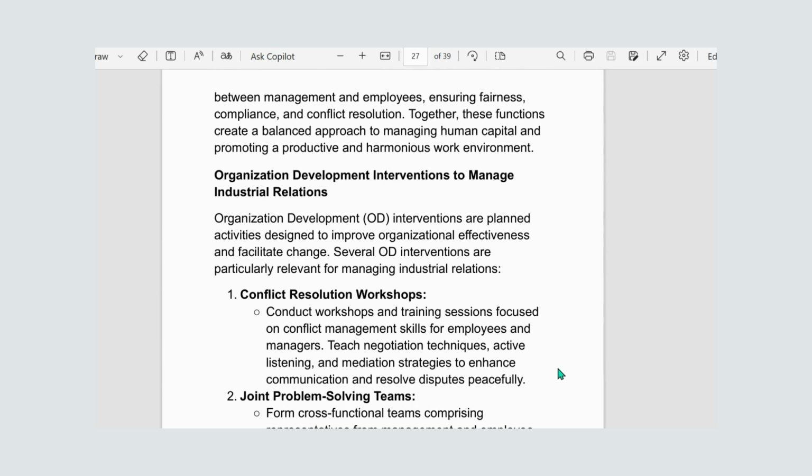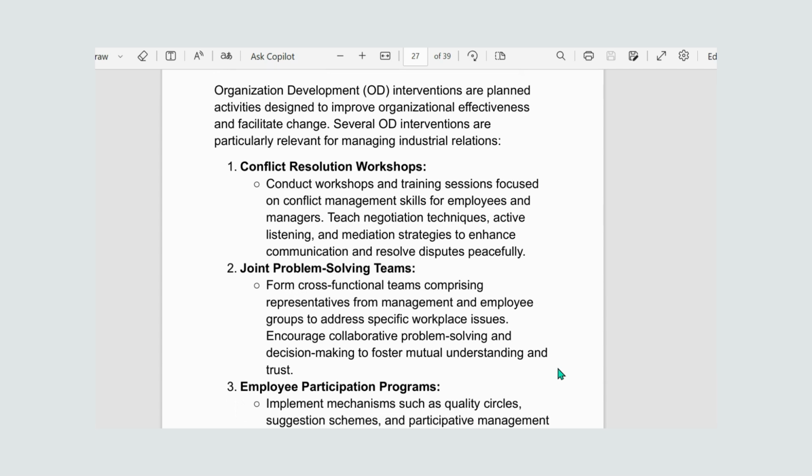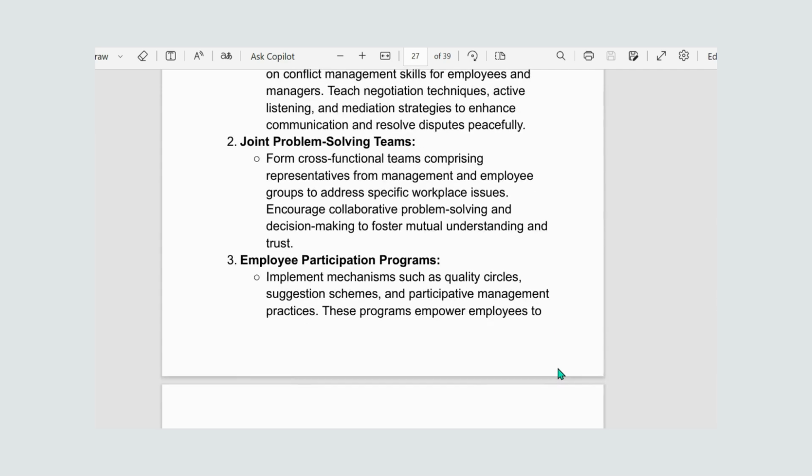The first one is conflict resolution workshop, in which that helps to teach negotiation techniques, active listening, and mediation strategies to enhance communication and resolve disputes peacefully. Then the second point intervention is joint problem solving teams. It forms cross functional teams comprising representatives from management and employee groups to address specific workplace issues.